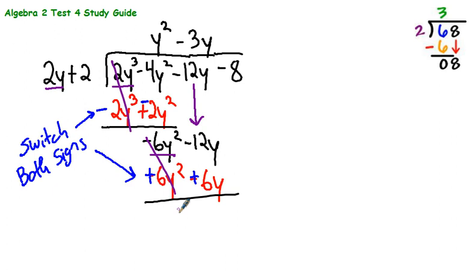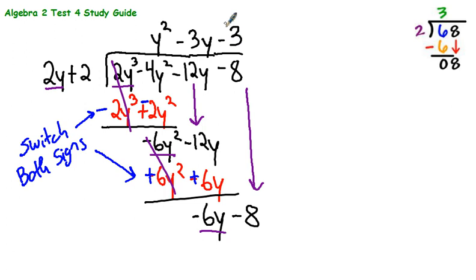Those cancel, and we've got negative 6y. And let's see, negative 8, come on down. So we'll bring down negative 8. And once again, starting back over. What times 2y, let's see, what are we trying to make this time? Oh, negative 6y, that's what we're trying to make. Well, so that would be a negative 3.